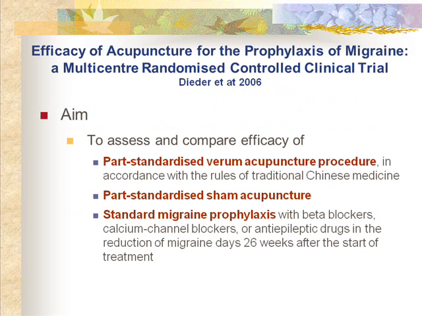Okay, they want to assess 3 groups of patients. One group has standardized, or part standardized, but real acupuncture in accordance with the rules of TCM. I think that is important because if you don't use TCM concepts in the research, you probably will not get the result that you want. Then you have the part standardized sham acupuncture, and they have the standard migraine prophylactic group using either beta blocker, calcium channel blocker, and so on.